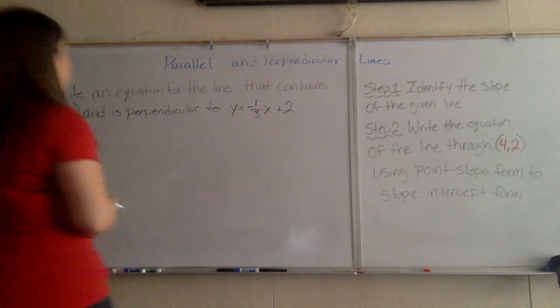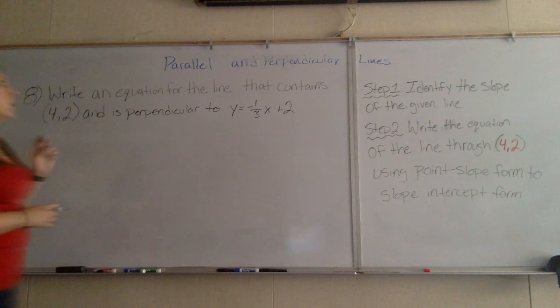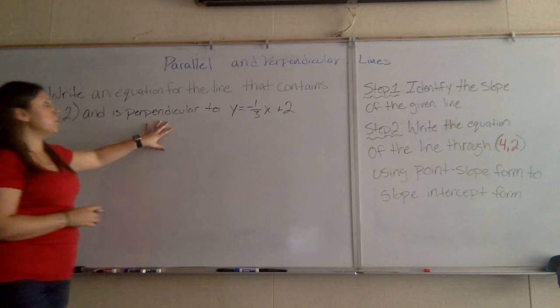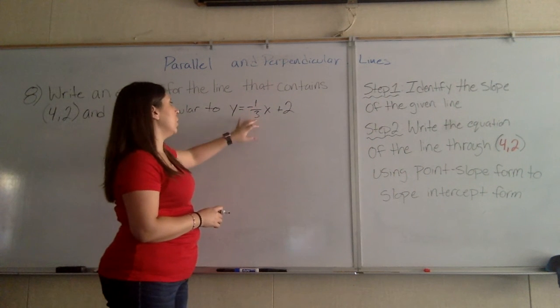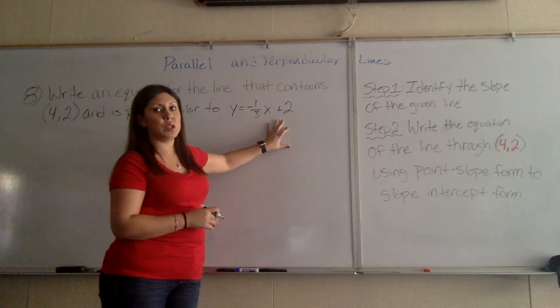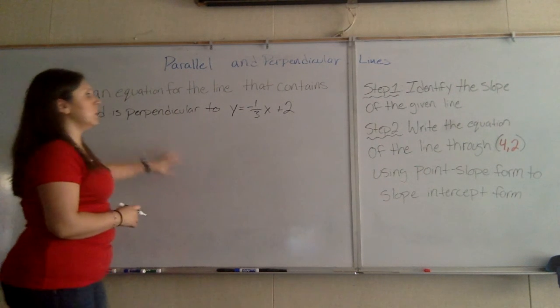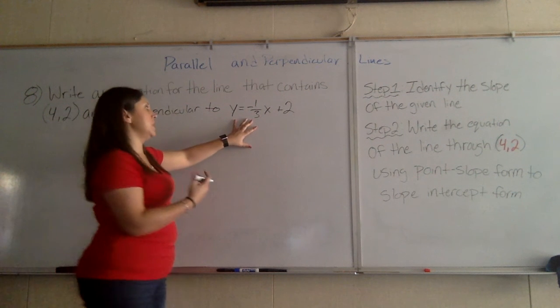So in this question, I'm being asked to write an equation for the line that contains the point (4, 2) and is perpendicular to the line y equals 1/3 x plus 2. So when it comes to perpendicular lines, I'm looking for the inverse slope with the opposite sign.